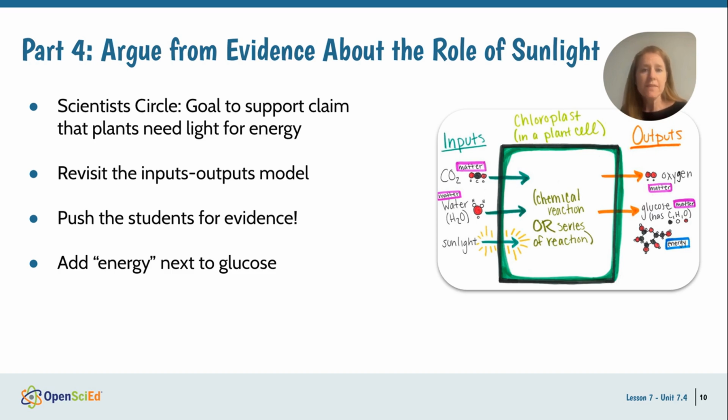So we'll revisit that input-outputs model. The teacher guide has a number of suggested prompts to use to guide the students. And again, I found the students, they're quick to say sunlight is energy, but we do have to push them to give supporting evidence. So we review, was there energy in the form of calories in the carbon dioxide, in the sparkling water? Was it in the plain water? But is it in glucose? And at this point, we can also add that energy label next to glucose.